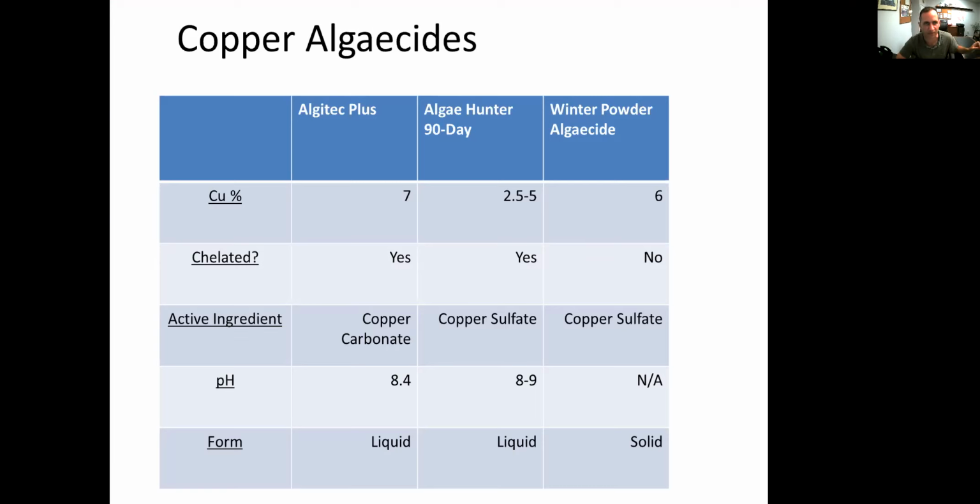First two are pretty similar. The third one is not chelated because it's a powdered form. It's not a liquid.